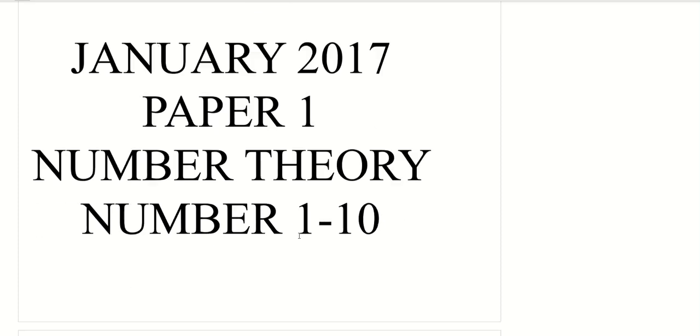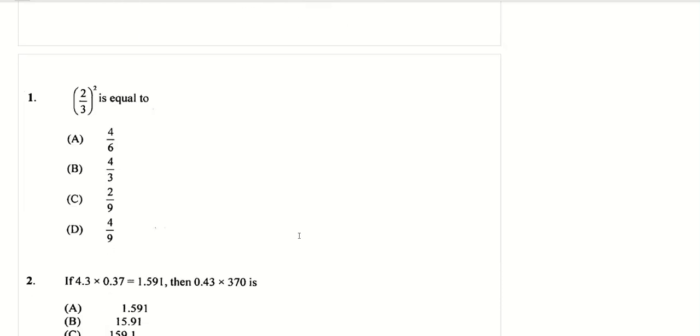Now we're going to do January 2017, paper 1, number 3, 1 to 10. This question was a repeated question. That's 2 thirds by 2 thirds. 2 twos are 4, 3 threes are 9, so it's 4 over 9.